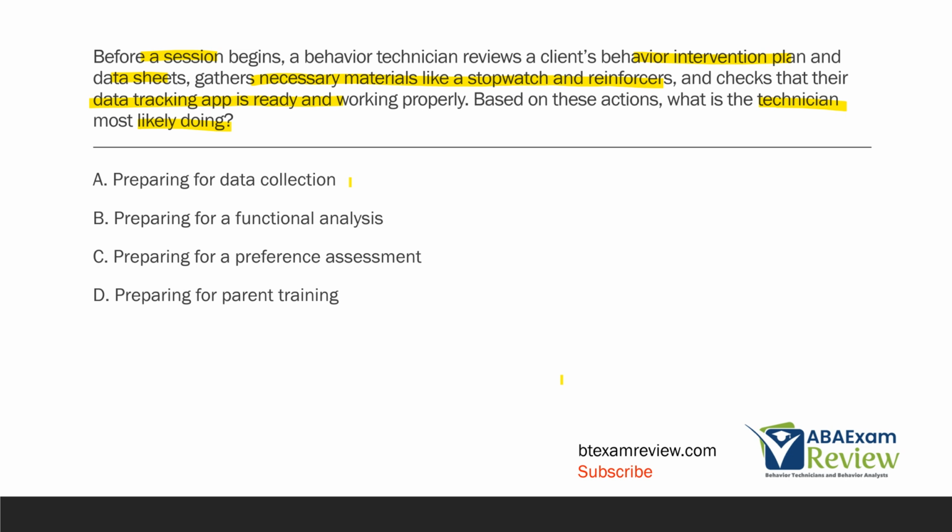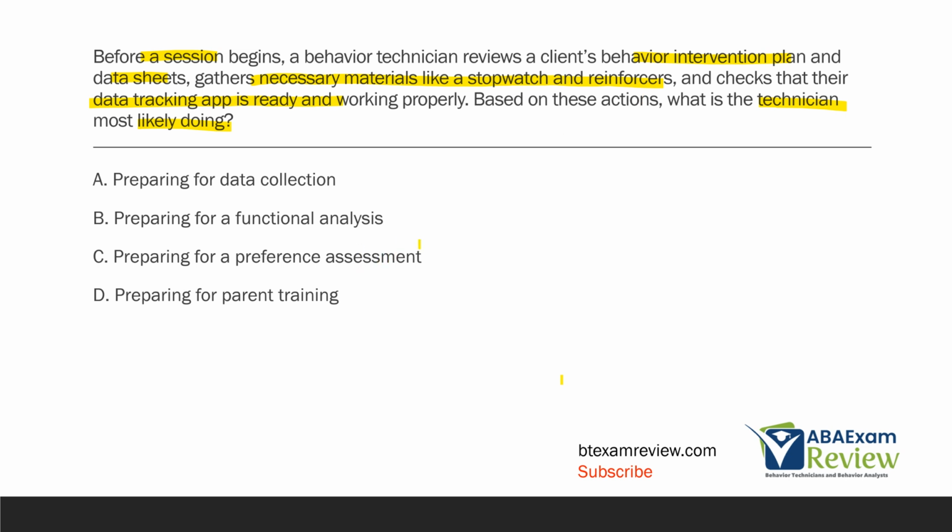A looks good, but we always read all of our answer choices. B, preparing for a functional analysis. A functional analysis is when we're trying to determine function of behavior through manipulation of the environment. Not necessarily what's going on here. It looks just like some simple data preparation.